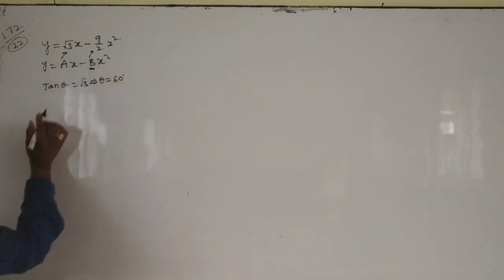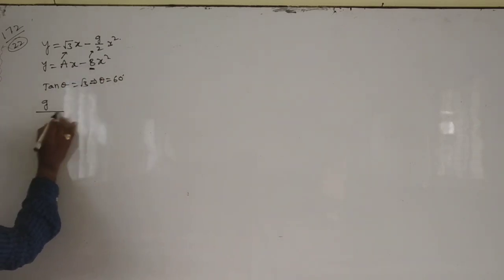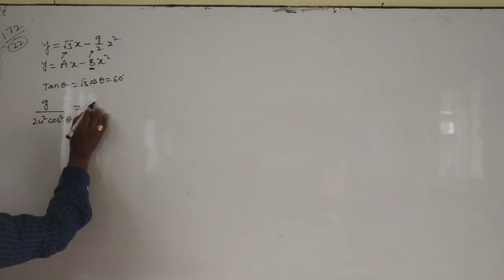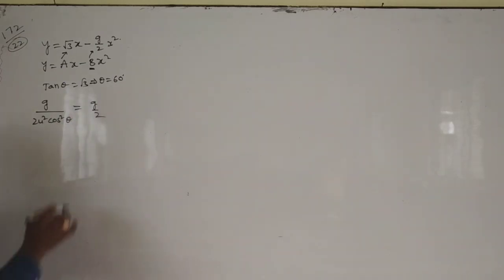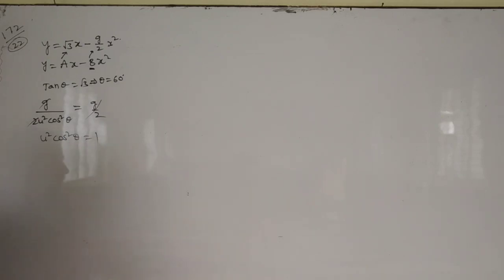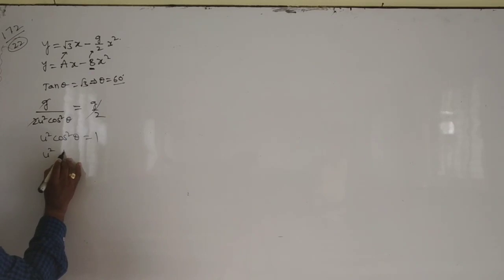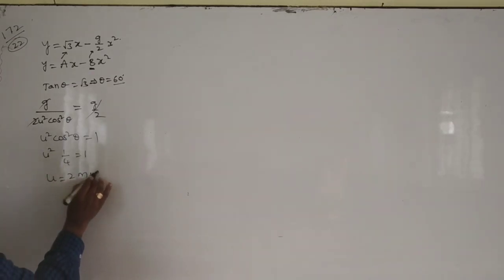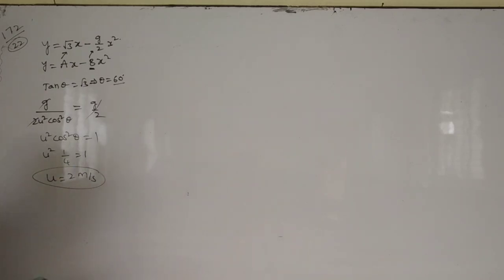Now in b place, g by 2u square cos square theta equal to g by 2. So g by 2 cancels, and u square cos square theta equals 1. So cos 60 is 1 by 2, square is 1 by 4, so u square by 4 equals 1. So u equal to 2 meters per second. Next, question number 23.